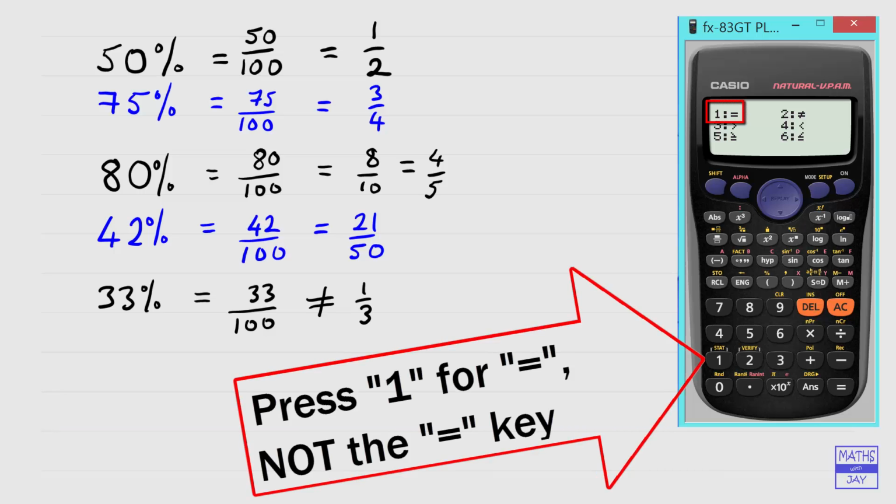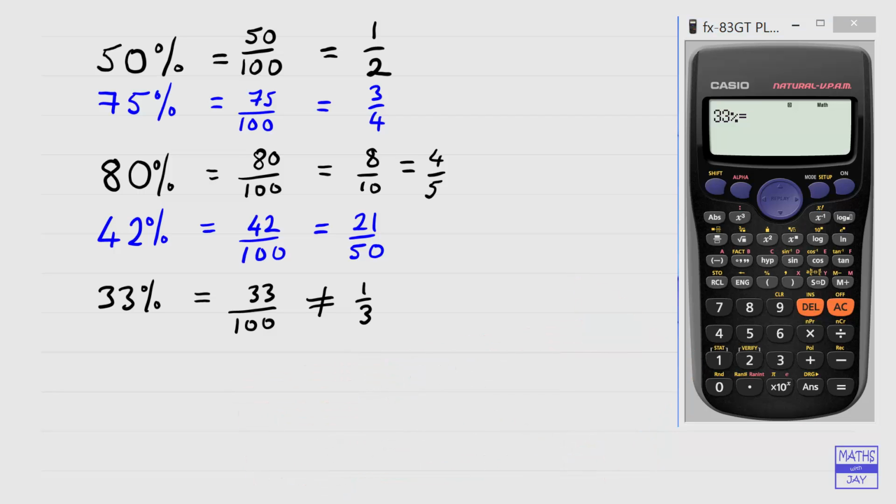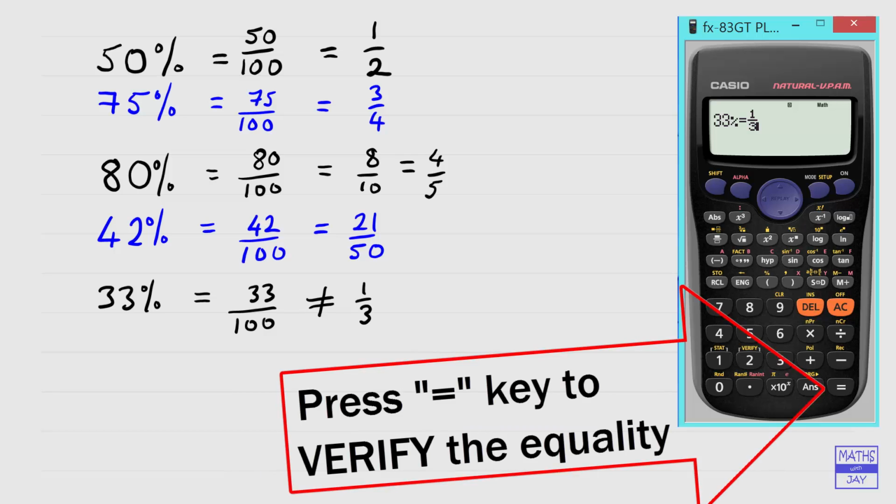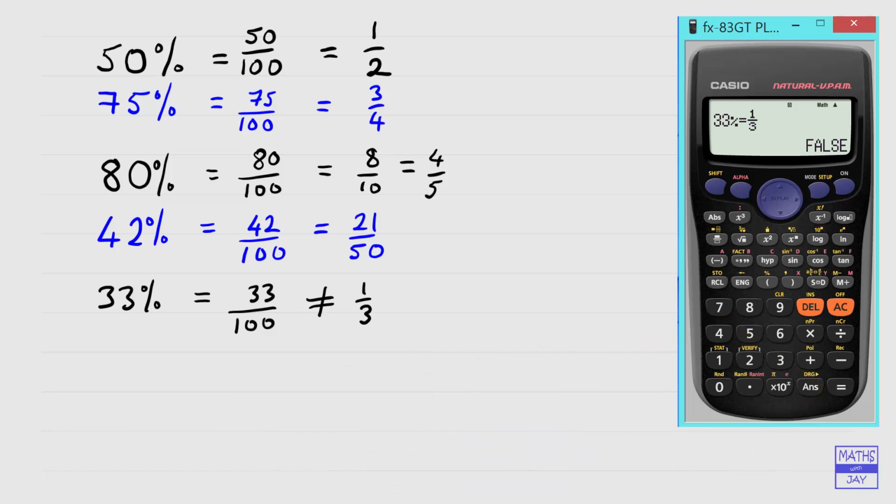So we're keying in 1. Note that we're not using the equals key on the calculator at this point. If you do that, it would actually compare what you've written with 0 and it would be false anyway. And then we're going to key in our fraction, so we're going to see whether or not 33% is the same as a third. So we're keying in the fraction 1 over 3. And as you can see, it comes up with false.